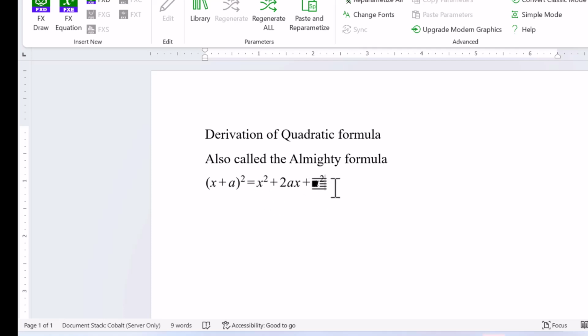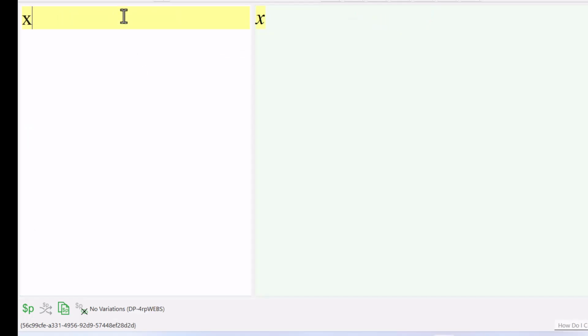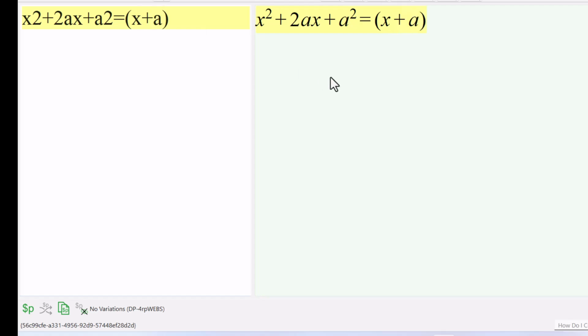Now, if you can expand this, let's do a reverse process. Let's say I have x squared plus 2ax plus a squared. If I want to reverse it, you will discover that the a and the x are the ones that have squares. You put them in a bracket, which is x plus a. You understand? a and x, the ones with squares, put them in a bracket, x plus a.